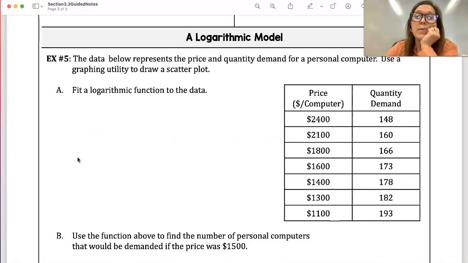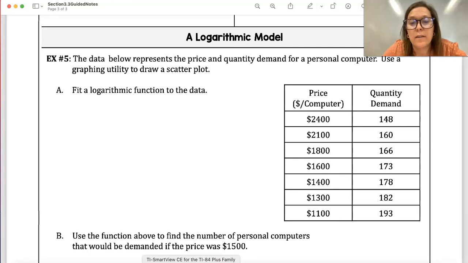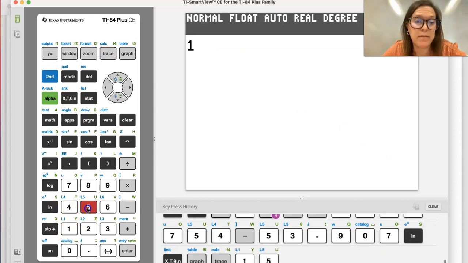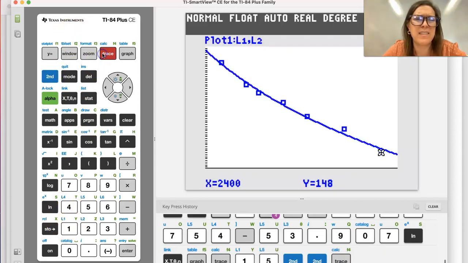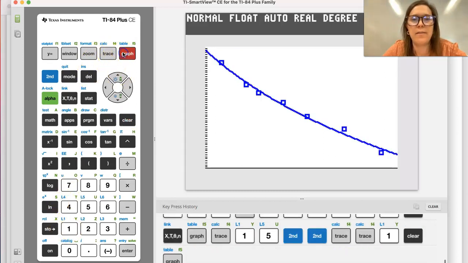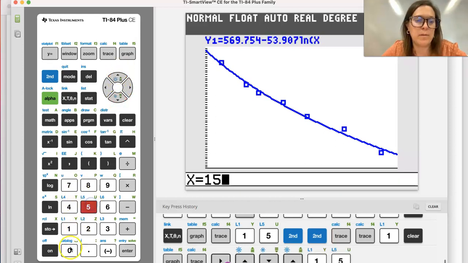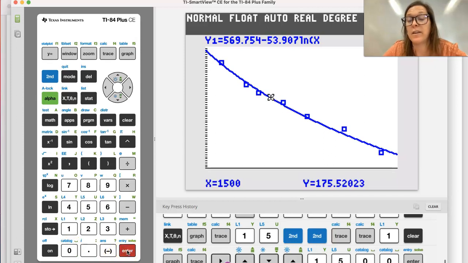The cool thing is, once I have this in my calculator, for those who love technology, I can do a trace and type in, oops, nope, it's not going to let me do that, is it? Trace. Why is it not letting me trace? Graph, trace. Oh, because it's only going to let me do it within there. Okay, I have to move off the plot. Yep, hit the up arrow to get to the actual line. That was the problem. So 1,500. Then there it gives me my output, 175.52023, which I would have gotten if I had just typed all that into my calculator.